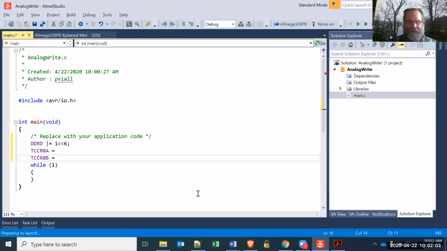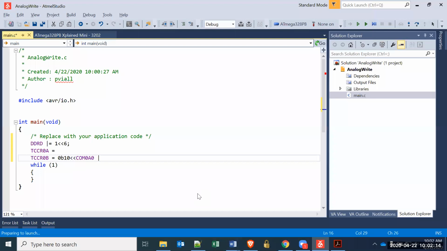Go back here. COM0A0. Let's go back to the data sheet. Are you supposed to do that to register A, not B?